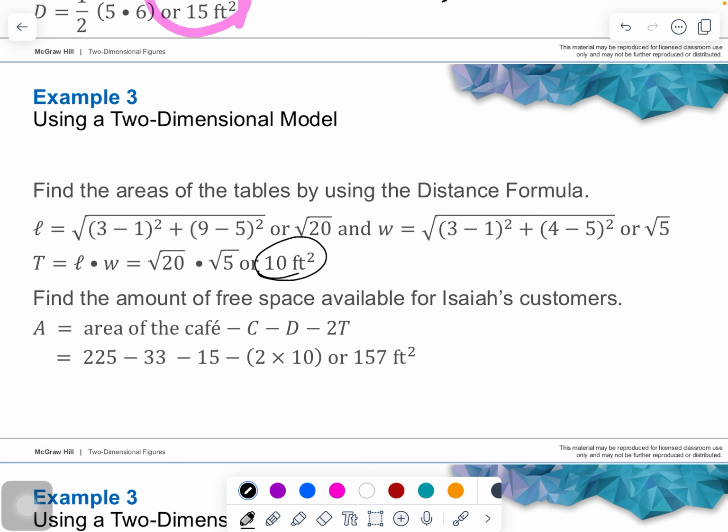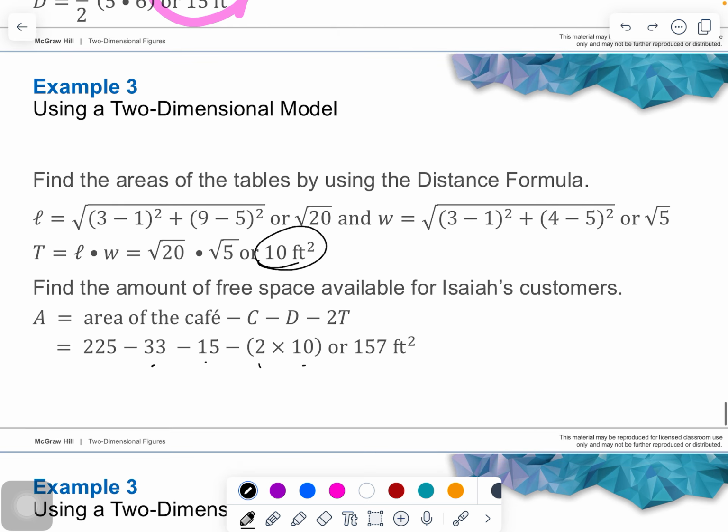And find the amount of free space left. And there's 2 tables, minus there, minus there. Okay, so he did all of that. He took the 225 minus the 33 for the counter, minus the 15 for the drinks, minus 2 of the 10 foots. He's got 157 feet squared free space available.